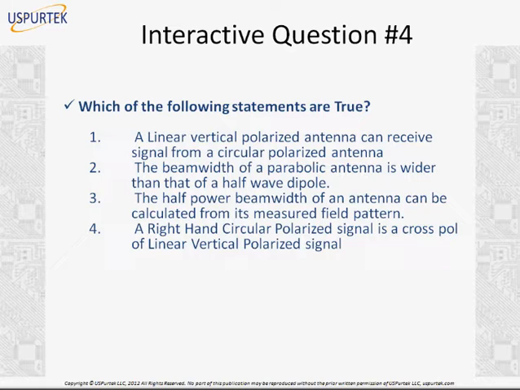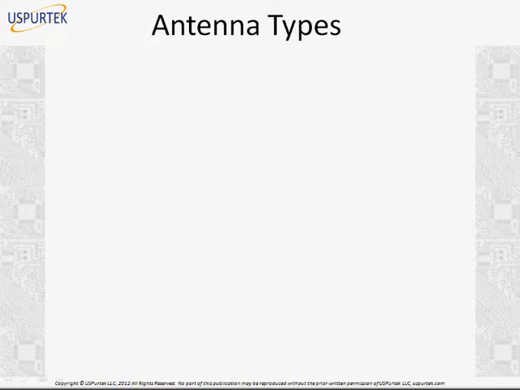So yeah, some of you have given the answers for this. Number one, a linear can receive signal from a CP antenna, and the HPBW of an antenna can be calculated from its smeared field pattern. Very good. That is very good.